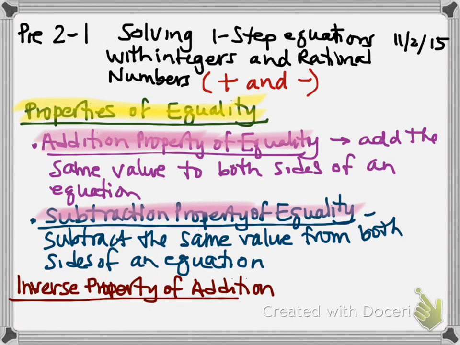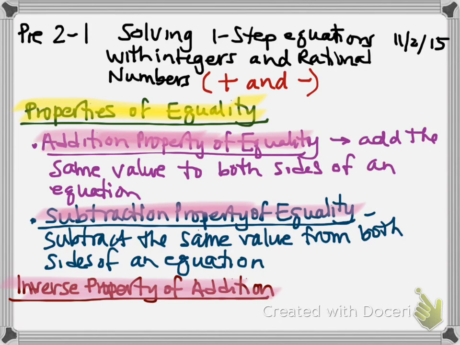So the whole premise when we are solving equations is to get the variable alone, and to do that we do inverse operations. So today we're going to figure out if I have something that's being added to my variable, I'm going to do the inverse. I'm going to subtract that value from that variable. If I had something that's being subtracted from a variable, I'm going to do the opposite. I'm going to add to it. So that's where this idea of inverse property of addition comes from.